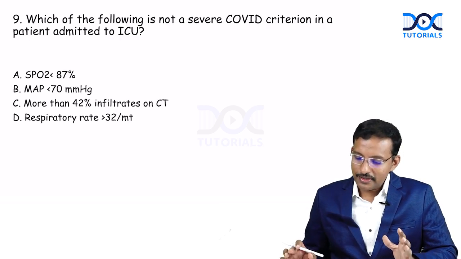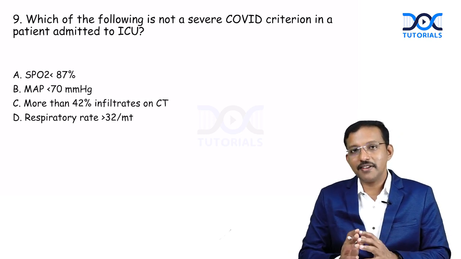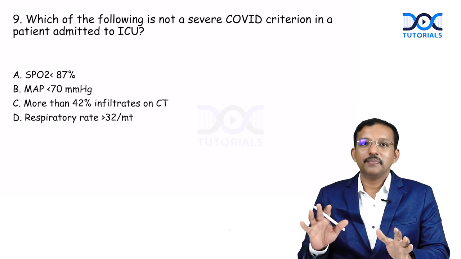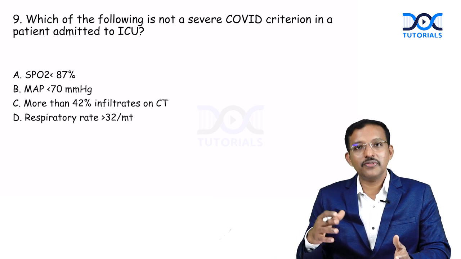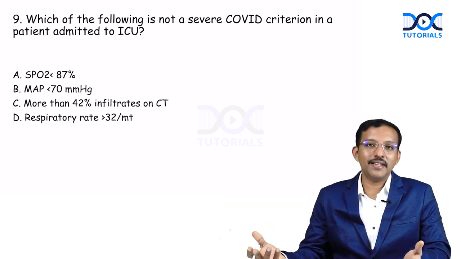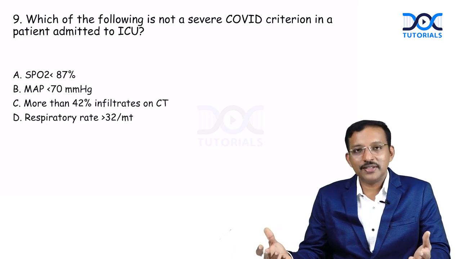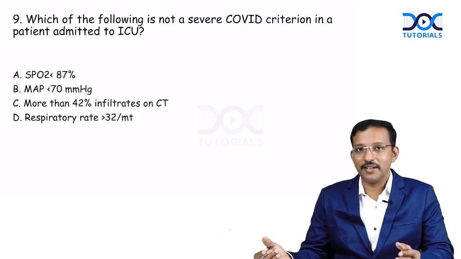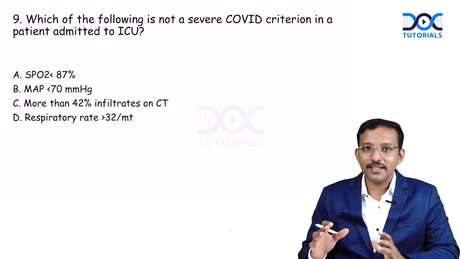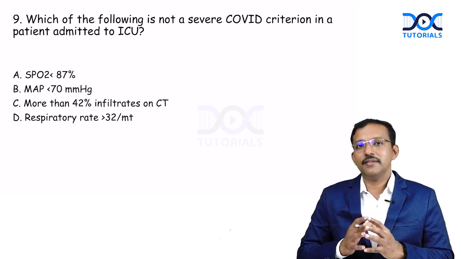Which of the following is not a severe COVID criterion in a patient admitted to the ICU? Again, INICET and AIIMS have come up with a current relevant topic about ICU and COVID patients. Most of you, as well as all of us together, have emerged from that dark era, which I should call it, because it has been a real struggle, and we have gone through all kinds of ventilation during that period.